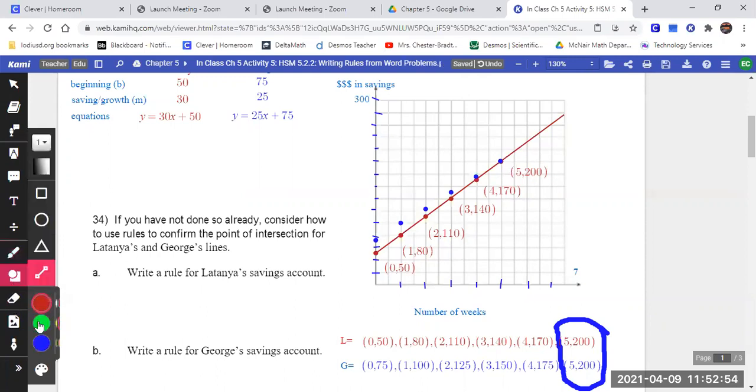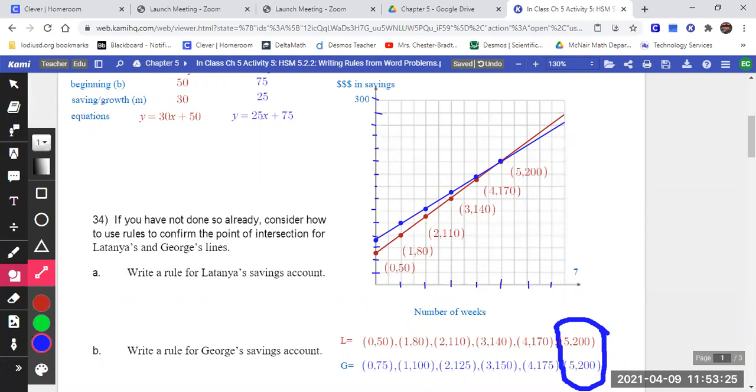And I'm connecting with my blue line, the blue dot. And we're not stressing that it's not totally perfect, okay? Because it's really hard when you're estimating to get it perfect. And it's okay. It's okay. Did they cross at the same place we figured they would? Yes, they both crossed at 5, 200.